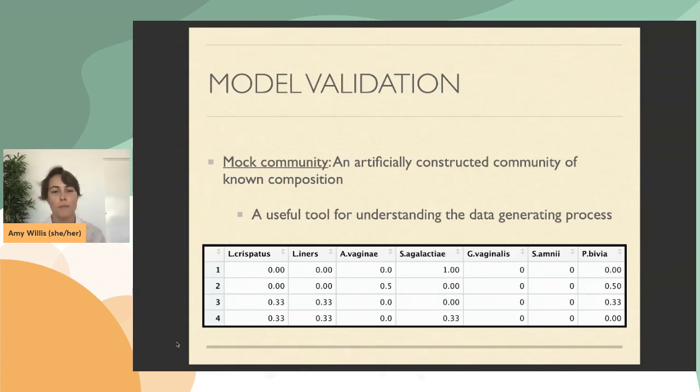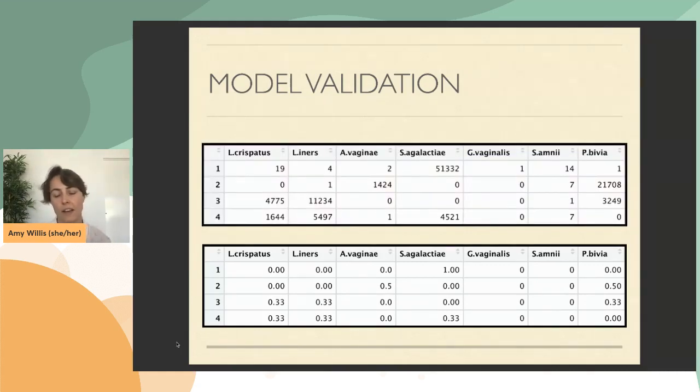So if you've worked in microbiome science for a long time, it may or may not surprise you to learn that OTU table, that ASV table that I showed earlier is actually derived from the mock community data shown in this lower figure here. So I'll take a second to just let that sink in.